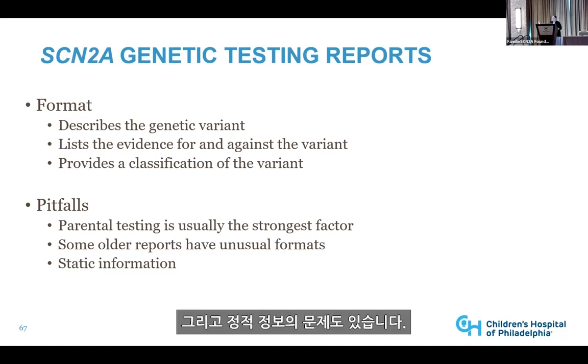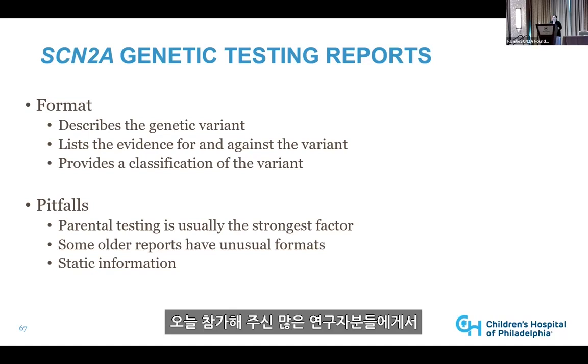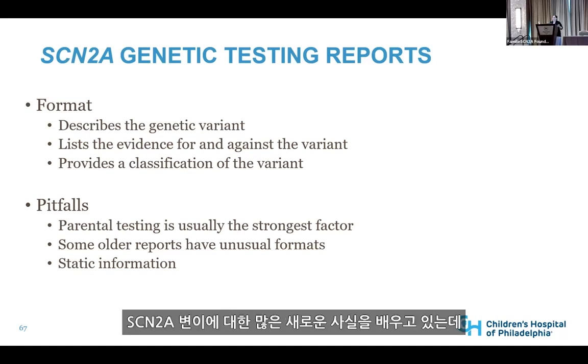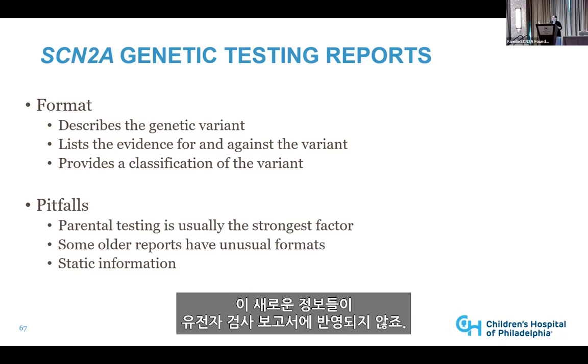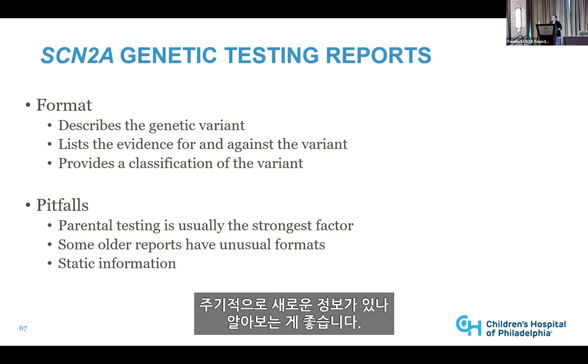And then of course, there's static information. We're learning a lot about different SCN2A variants through a lot of the researchers in the room today, but none of this is going to be reflected on your genetic testing report. So this is why it's important to stay in contact with your geneticist or genetic counselor, neurologist, whoever ordered your testing, and periodically talk to them if there are any updates.